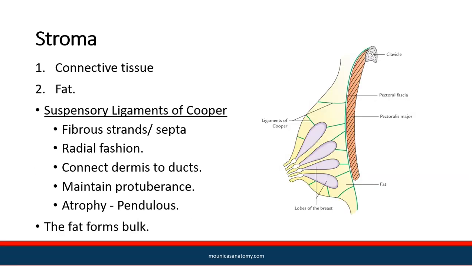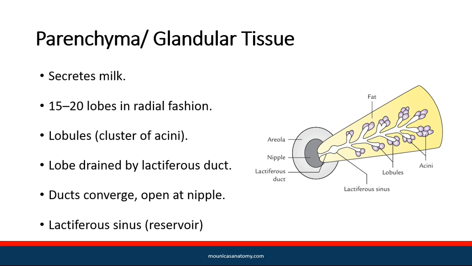The stroma has connective tissue and fat. The connective tissue is condensed into the suspensory ligaments of Cooper, arranged in a radial fashion, which connect the dermis to the ducts. In case of atrophy of these ligaments, the breast becomes pendulous. The fat is the main bulk of the breast.